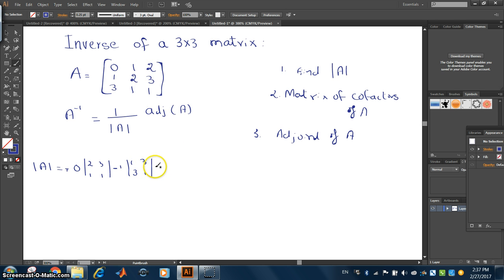1. Then plus sign, cancel this row and column, what is left? 1, 2, 3 and 1. This is plus. 0 multiplied by anything is 0. Minus 1 multiplied by 1 minus 9. So 1 minus 9 is minus 8. Plus 2, 1 minus 6 is minus 5. So this is equal to plus 8 and minus 10, which is equal to minus 2. So this is not equal to 0. We can find the inverse.